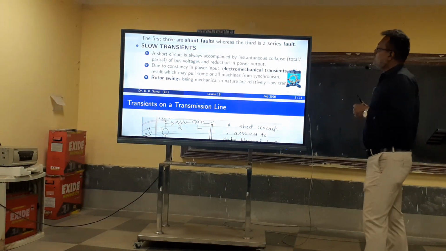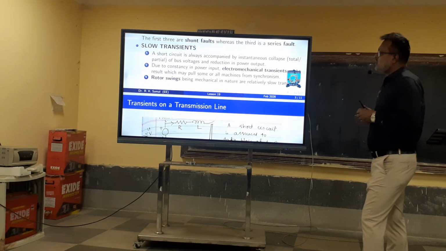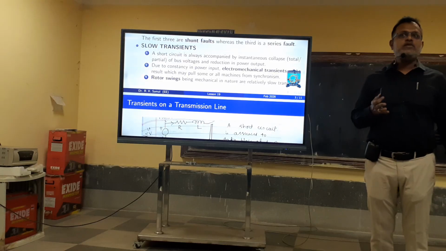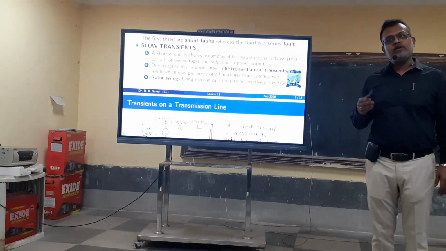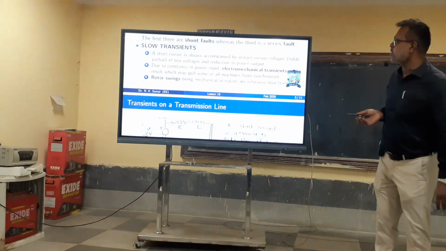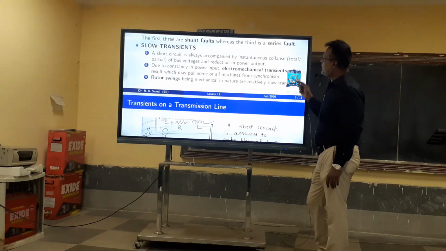A short circuit is always accompanied by instantaneous collapse of bus voltages and reduction of power. Why instantaneous collapse of bus voltages? Because it's a short circuit. If it is a short circuit, that means voltage will be zero. Due to constancy in power input, electromechanical transients may result which may pull some or all machines out of synchronism.